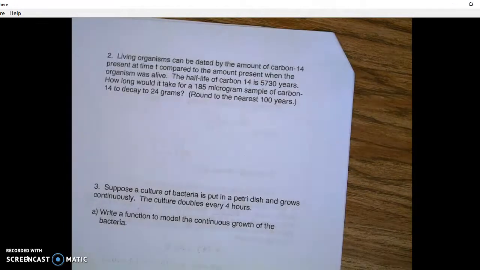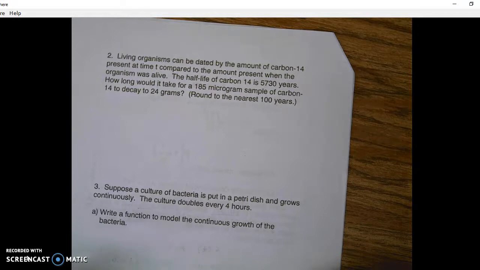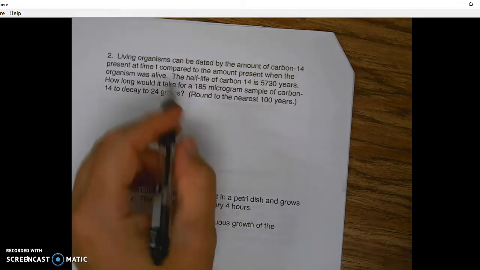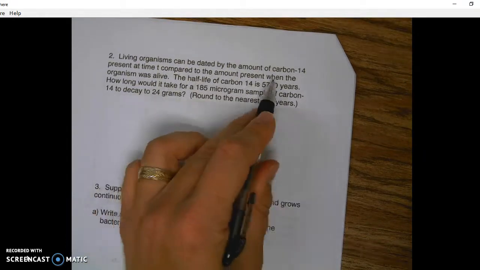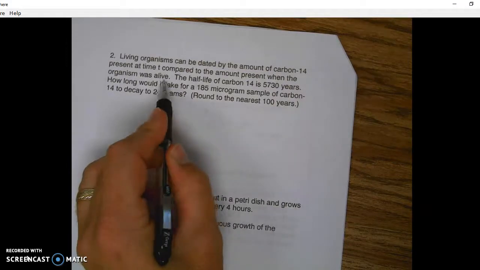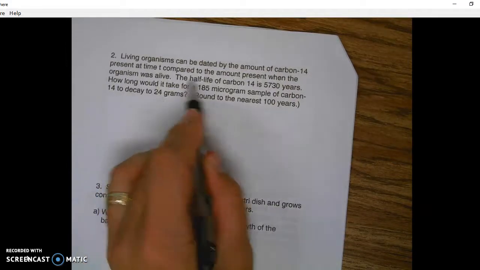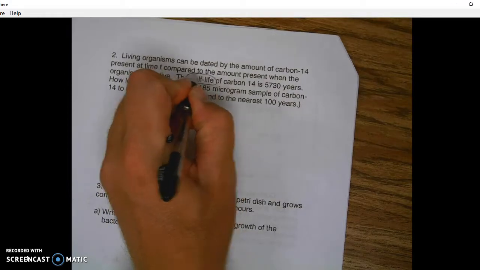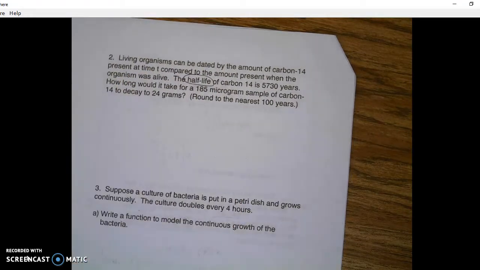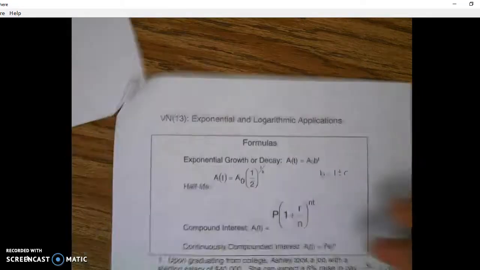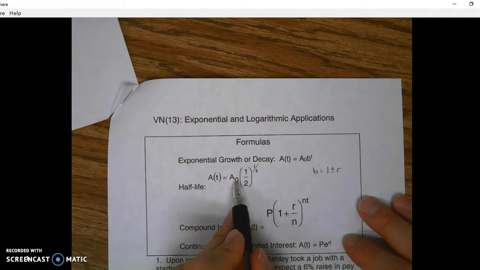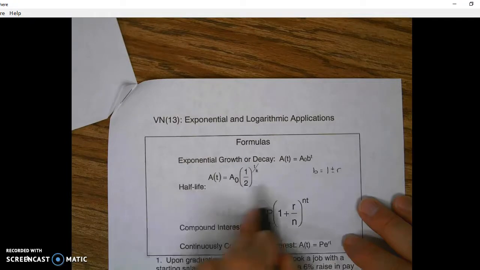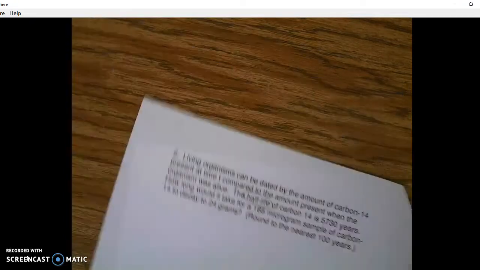All right, living organisms can be dated by the amount of carbon-14 present at the time t compared to the amount present when the organism was alive. The half-life, okay, so you should have bells going off right now. As soon as you see a keyword like that, the half-life, notice what formula we're going to be using right here. So I suggest writing it down.